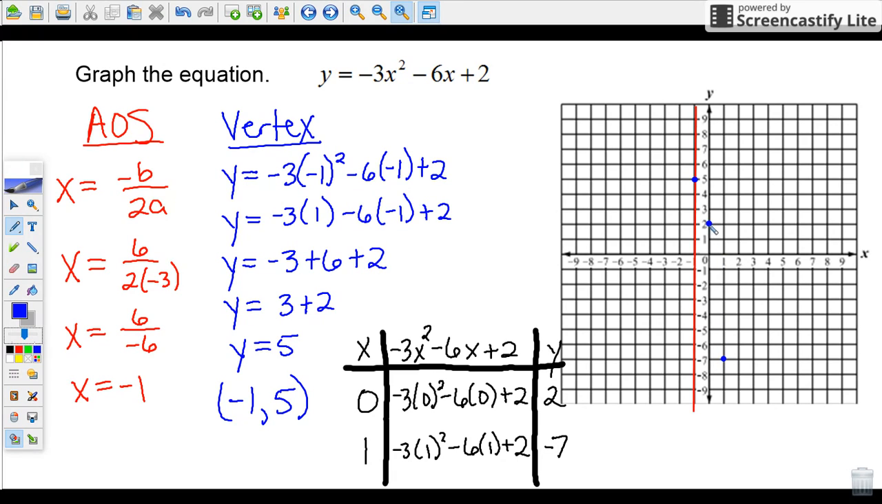Now that I have those, I'm just going to reflect them across my axis of symmetry. So this one, when I reflect it, would go right there. This point, when I reflect it, is 2 units away from my axis of symmetry, so I need to go 2 units away. And now I have my 5 points. So now is the hard part for me. I'm going to try to draw a nice smooth curve through those.